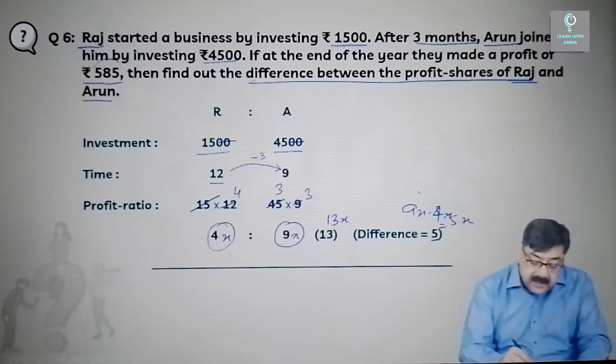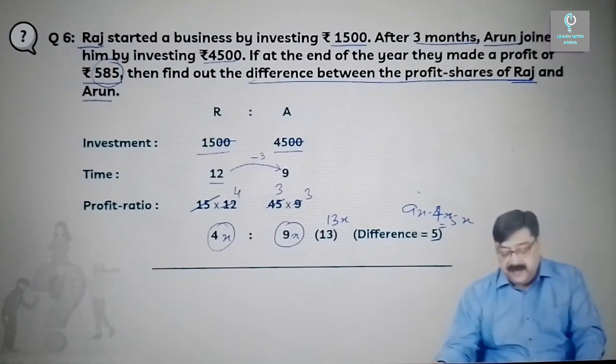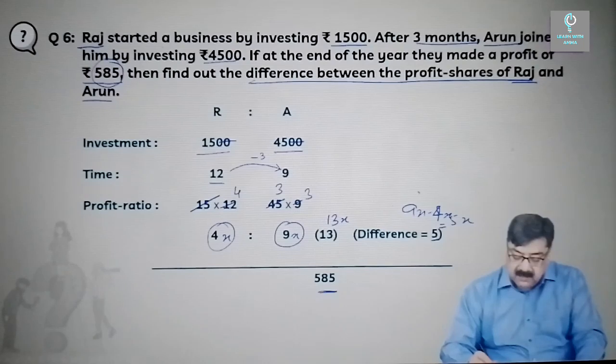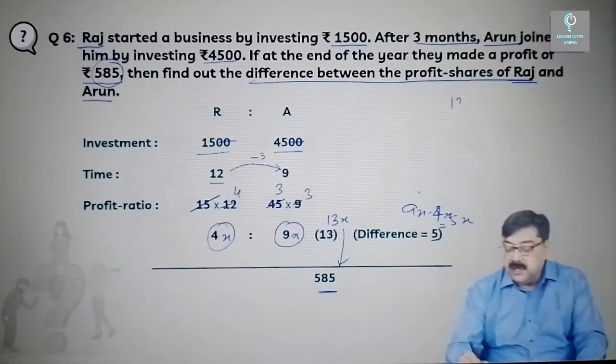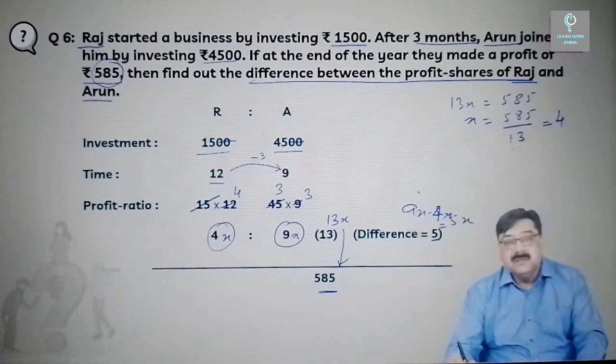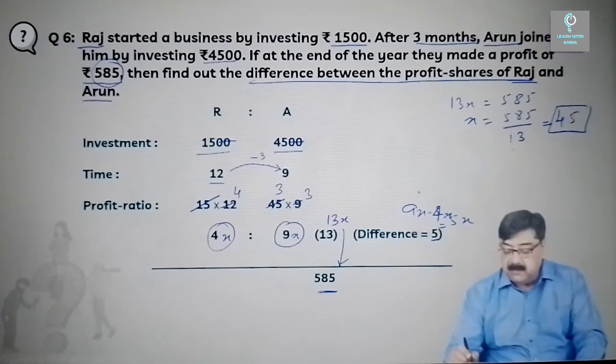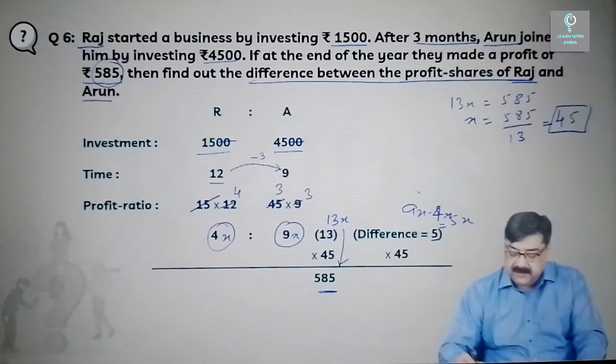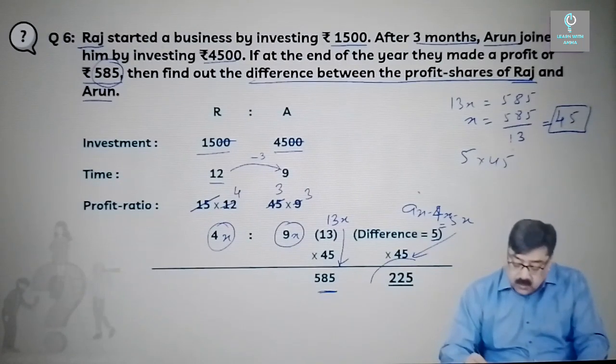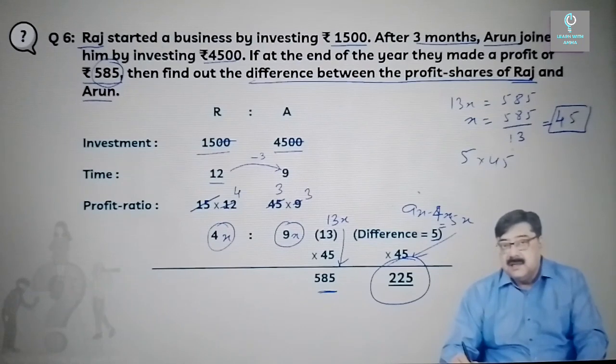Also, it is given that at the end of the year, they made a profit of rupees 585. So this is the profit which is made, which is equivalent to 13x. So 13x is equal to 585. X here is 585 by 13. 13 into 4 is 52, 65 remains, so 13 into 5 is 65. So 45 is the multiplier. So the difference is 5x. So you will multiply 5 with 45 to get rupees 225 as the difference between the profits earned by Raj and Arun.